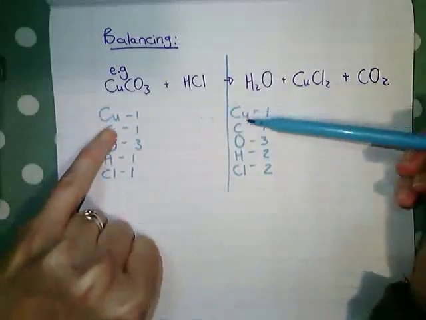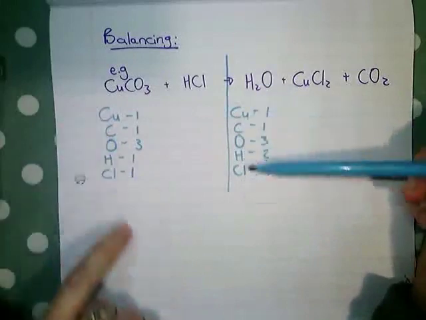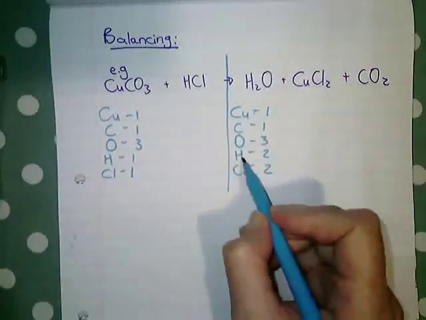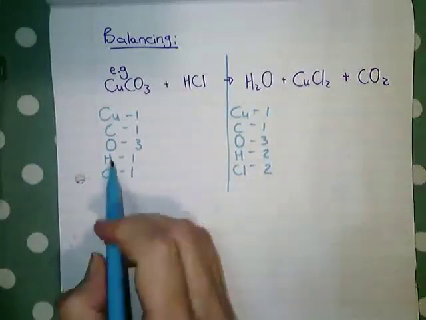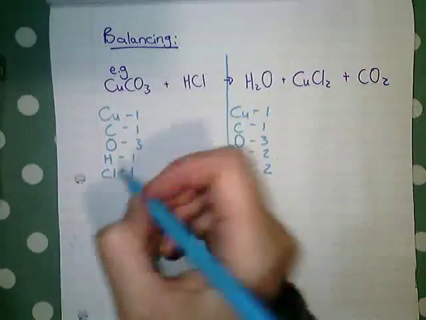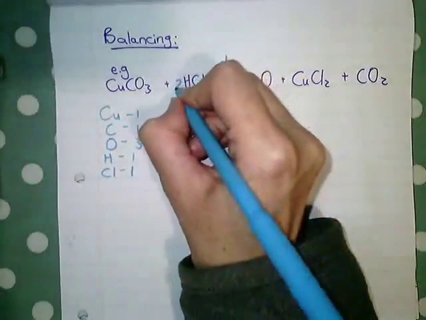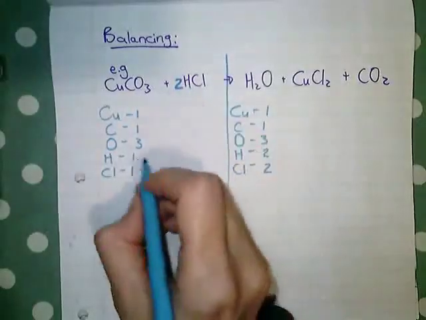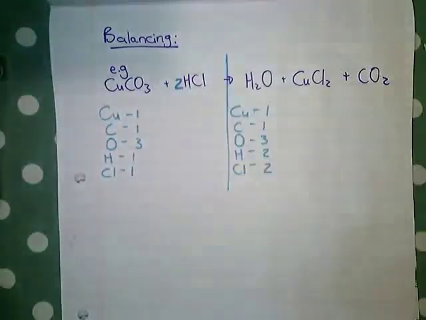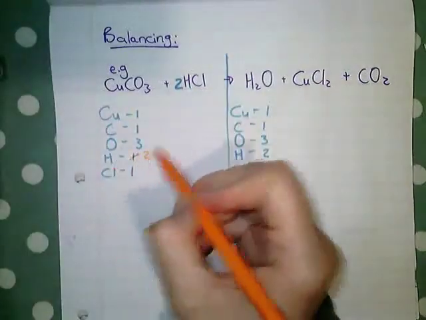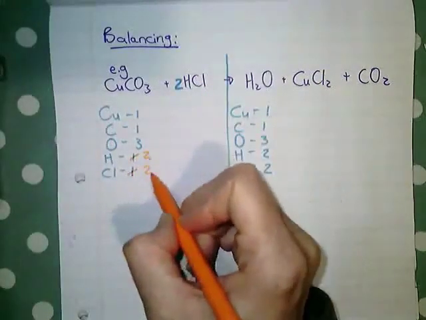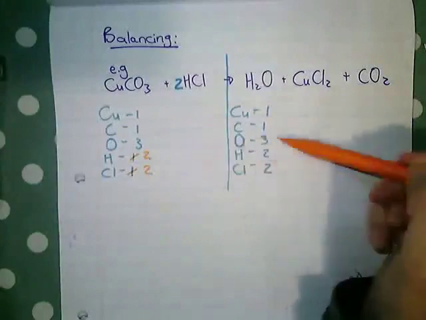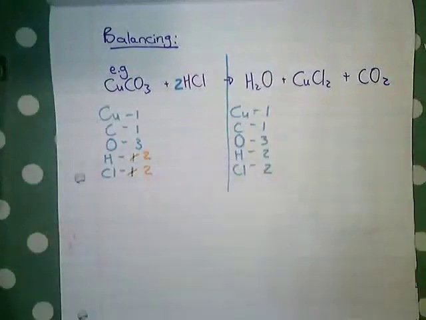Now, to balance, we want the same amount of each of these elements. Here we have 2 hydrogens and 2 chlorines, and here we have 1 and 1. So we're going to add a 2 in front of this HCl, which makes this hydrogen 2 and this chlorine 2. Now all of the elements are the same left and right, so that reaction is now balanced. Okay, so that's how you balance a reaction.